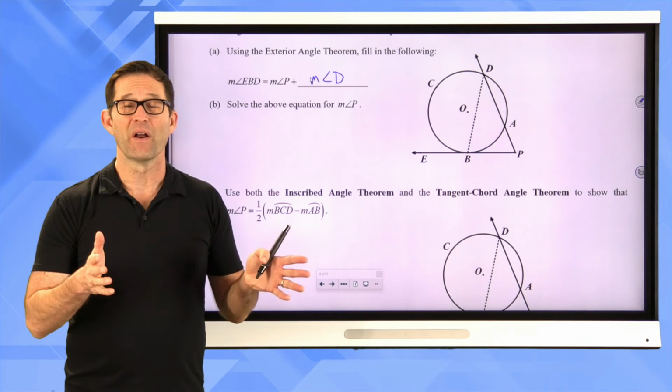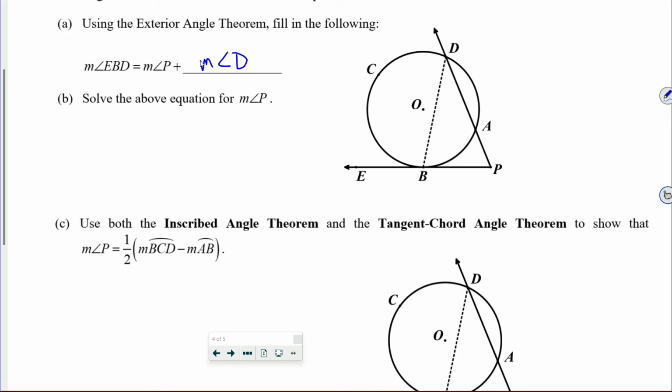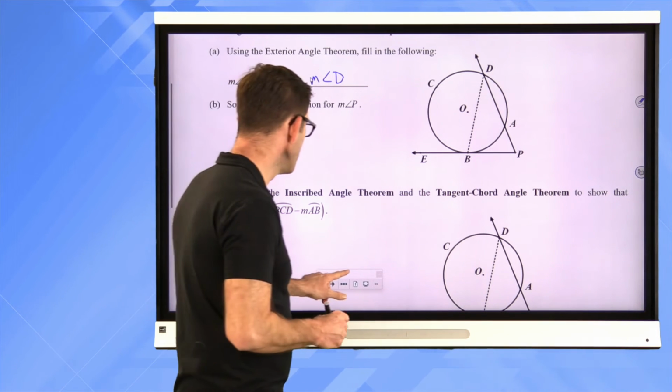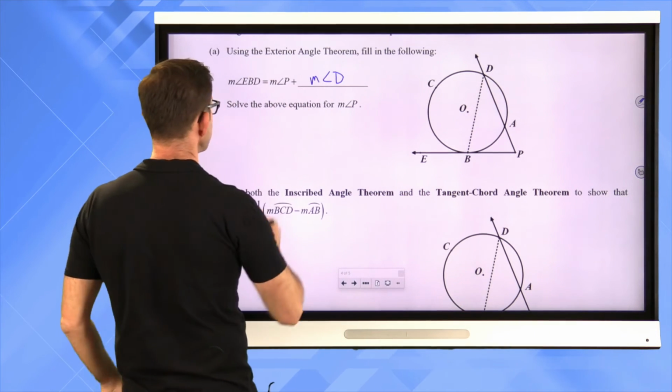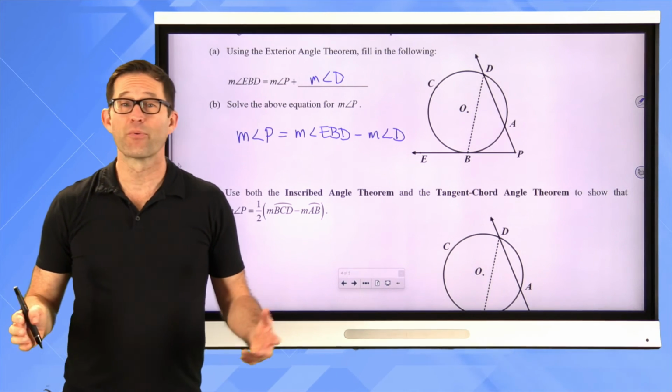Why don't you go ahead and do that? That should be quick. All right, let's do it. Again, same thing. All we have to do is move the measure of angle D over to the other side. So the measure of angle P is the measure of angle EBD minus the measure of angle D. And now we're pretty much there.